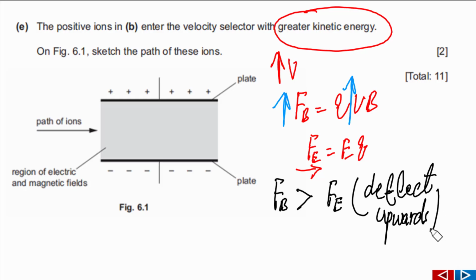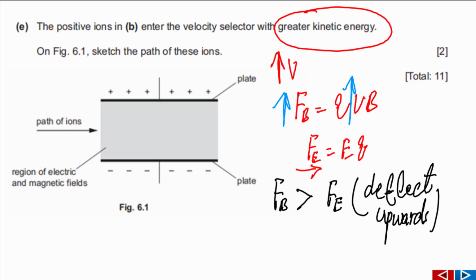So in this case, we need to understand the speed increase. It means the magnetic force will increase, and the electrical force in this case will remain the same. The magnetic force on the positive ions is in the upward direction, so it simply means that in this case, ions will deflect in the upward direction.